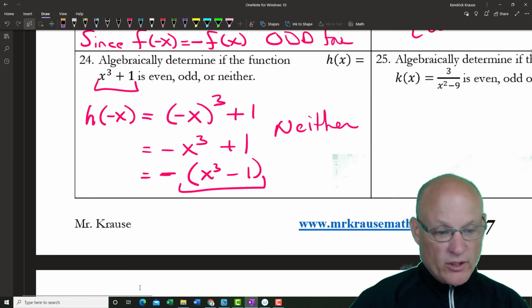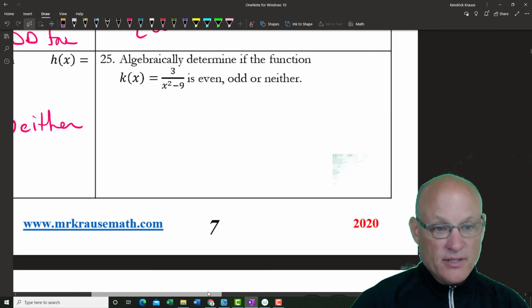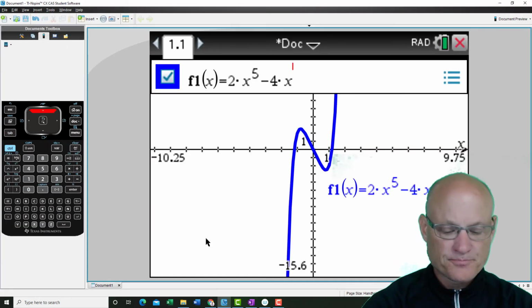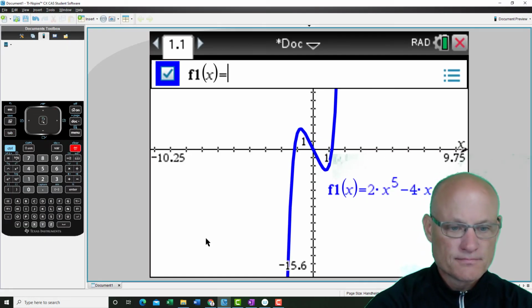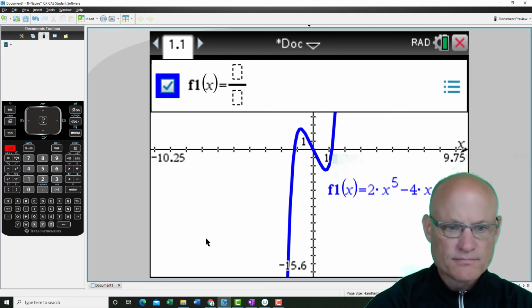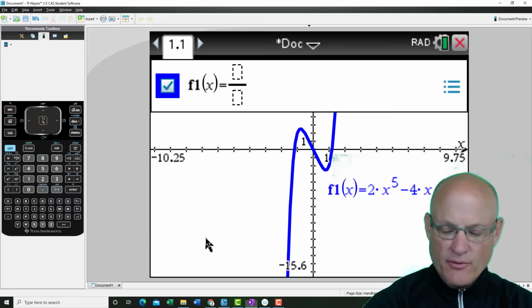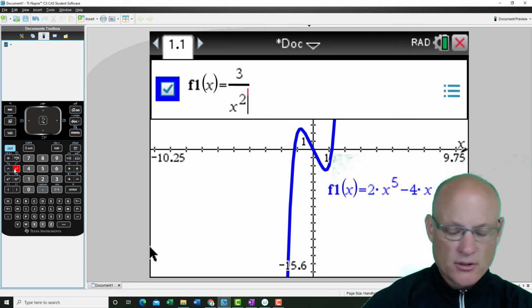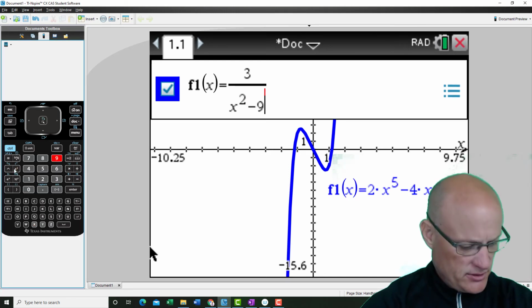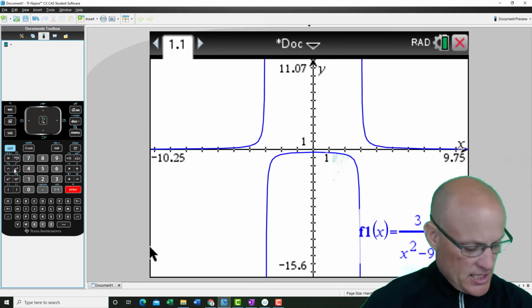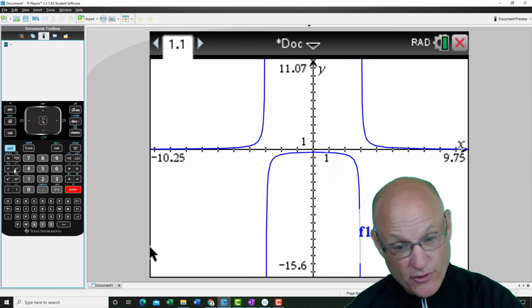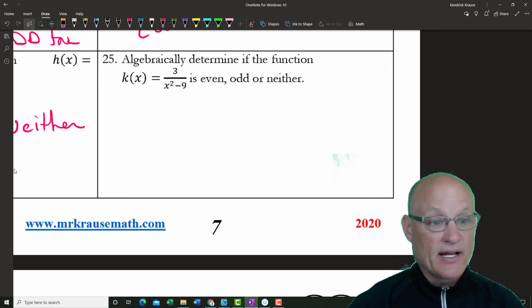And this is a really weird looking function. Let's go take a look at it graphically real quick. Remember what's on top: 3 over x squared minus 9, I believe. Now, if you draw a line right down the middle, doesn't it look the same on the left and the right? So it certainly looks like an even function, and we're going to find out that it is.